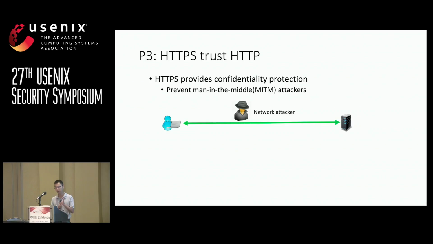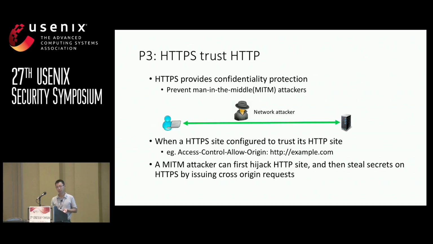The third type of misconfiguration is HTTPS trusting HTTP. HTTPS is designed to secure communication over an insecure network. So a man-in-the-middle attacker cannot directly read content on an HTTPS website. However, if an HTTPS website is configured to trust an HTTP website, then the man-in-the-middle attacker can first hijack the HTTP website and then steal secrets on the HTTPS website by sending cross-origin requests. And there are some websites that also made this mistake.